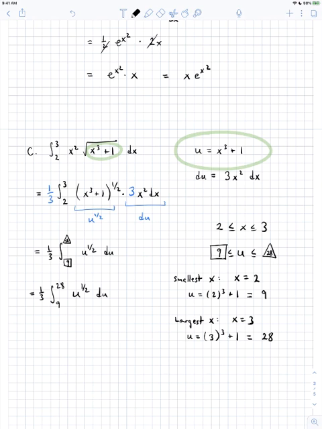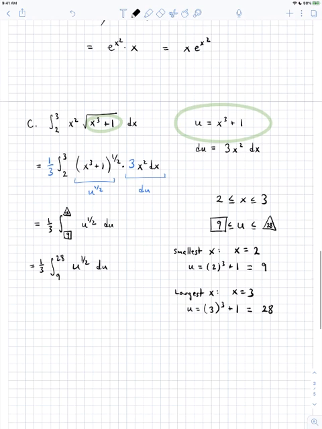Okay, now this is a definite integral, and here we have u between 9 and 28. And that's what this definite integral means here. We're integrating with respect to u, and we're going from 9 up to 28. Okay, so how do we do this?